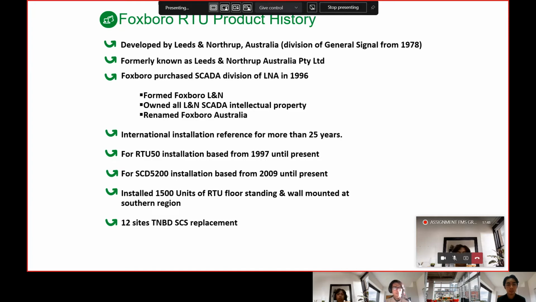Around the world, the Foxborough RTU products have been installed at about 1,500 units of RTU, floor standing and wall mounted, in the southern region for the first phase. For now, they are all over the world. The RTU has been installed all over the world, including Malaysia. There are 12 sites at TNB substations for SCS replacement. So in Malaysia, TNB has used the Foxborough RTU products for electrical products. Okay, I will go to the first product.